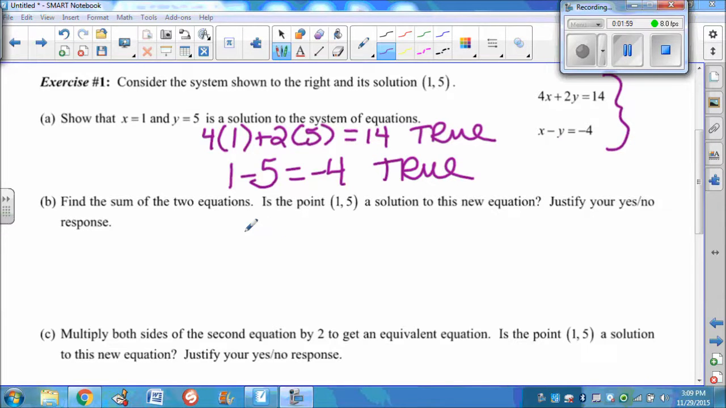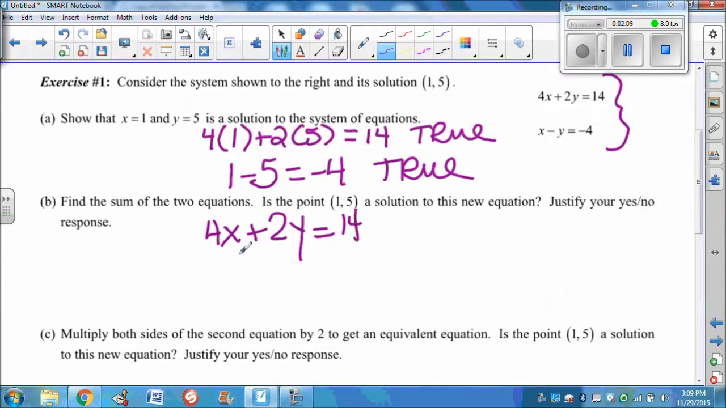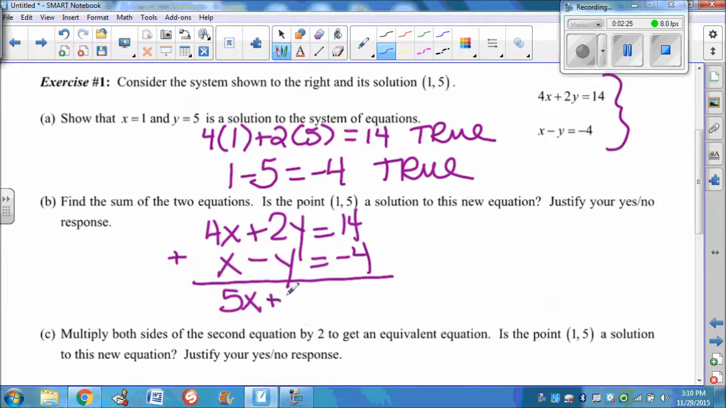Sorry about that. Okay, so it says find the sum of the 2 equations. So let's take these 2 equations and combine like terms. I'm just going to rewrite, and we're going to combine the x's with the x's, the y's with the y's, and the constants with the constants. If I do sort of an old-fashioned addition problem here, I know that this is 5x, and then when I combine this, I get a positive 1y, and I get 10 here.